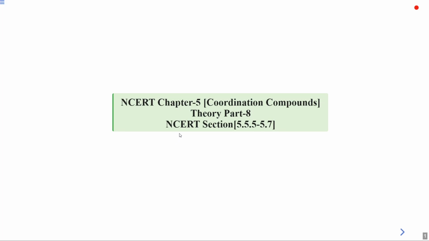Today, as you all know, we are going to cover part 8 of the theory of the chapter Coordination Compounds, right? So let's begin today's topic, that is NCERT chapter 5, Coordination Compounds, theory part 8, and today we are going to cover NCERT section 5.5.5 to 5.7.